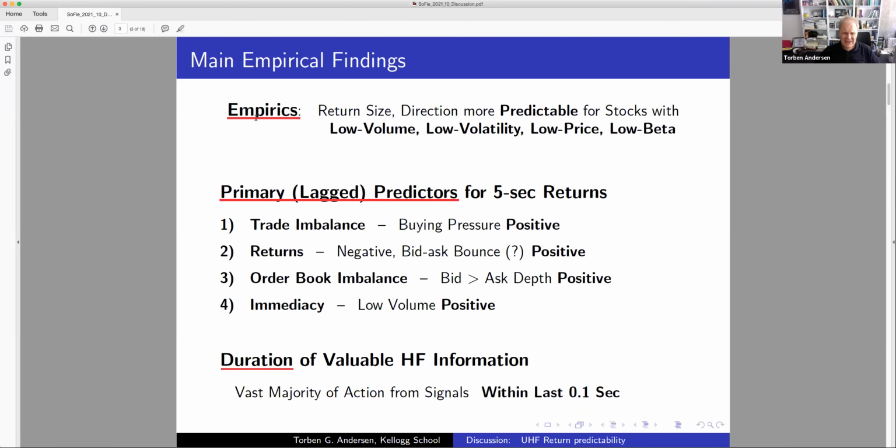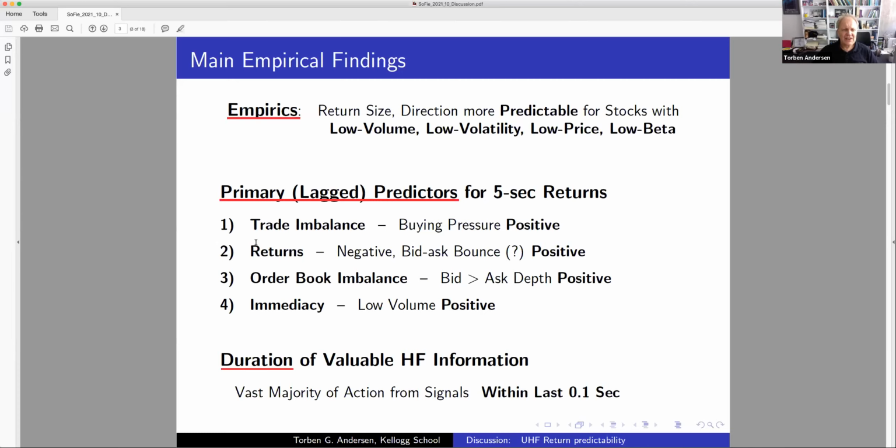So their empirical results are easy to summarize in some sense. They predict the size of the returns and the direction of the returns and other things, but let me focus on the return predictability. It's easier to do that for the boring stocks: the low volume, low volatility, low price, low beta stocks, the ones that don't do too much. They are easier to predict. The primary predictors that help you predict, let's say, the 5-second returns, are the trade imbalance. They're using a trade classification scheme that tells them whether there were active buys or sells in the market. If you look at the difference between the two in the very recent past, and there's buying pressure, more active buys than sells, the buying pressure pushes up the price predictably.